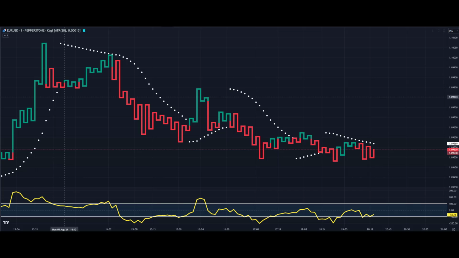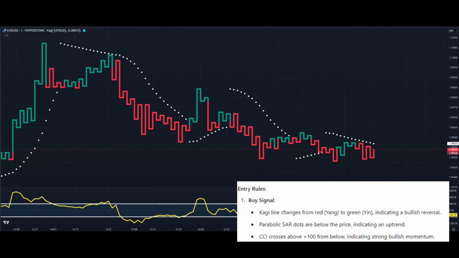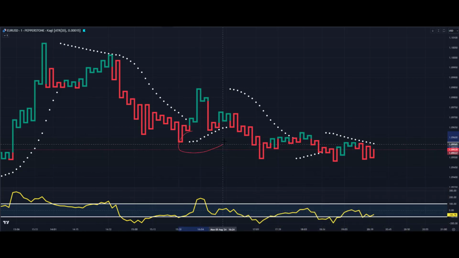So how do we actually trade this? All very simple again. We're looking for the Kagi line for a long signal to turn from red to green, vice versa for the short. We want the parabolic SAR dots below the price. So let's just hone in on the example here. So there's your long trade there below. We've got the switch there, and then we need the CCI crossing above plus 100 from below, indicating strong bullish momentum, which we get here.